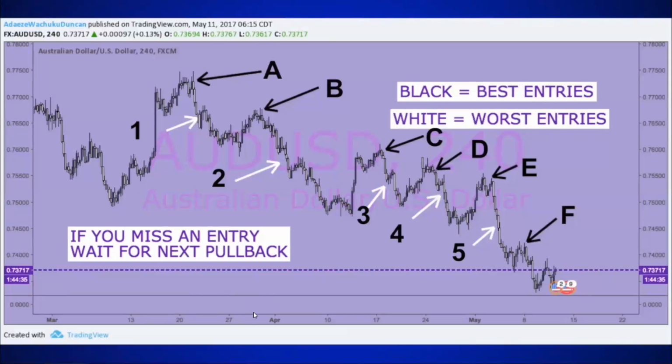All right, they want to know, what's the best entry? Where do I need to get in? What's the entry? Where do I get in? Here's the thing. Remember, none of us have a crystal ball. Most of us will never catch the very start, the very top of a trend.